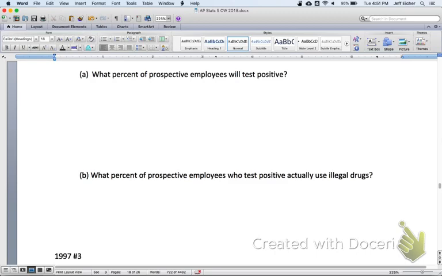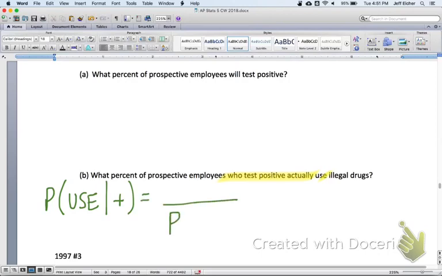What percent of prospective employees who test positive will actually use illegal drugs? So notice what percent of just this particular group. This is a conditional probability. So we would like, what's the probability that they use drugs given they test positive? That would be, the denominator is the probability they test positive. We just had that earlier, so that was 0.084.